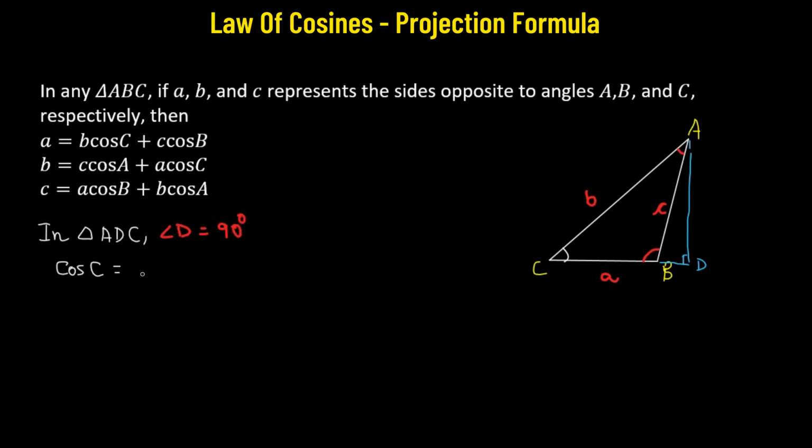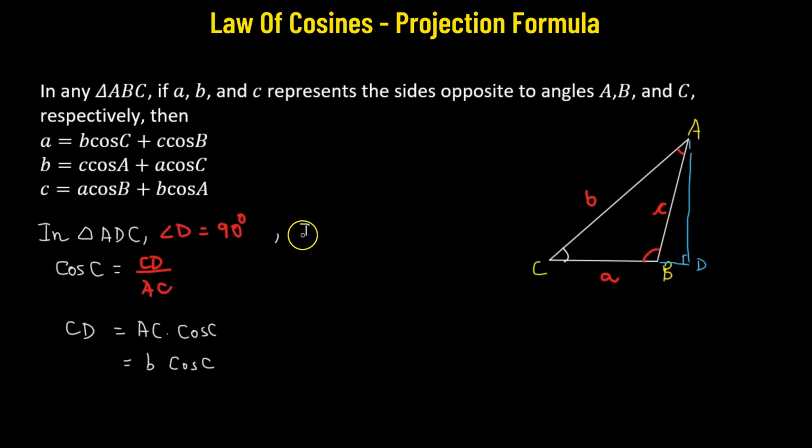So our base is CD. We have CD over the hypotenuse, which is AC. So let's plug in the value. So we have CD equals AC times cosine C. So what's our CD? Well, we'll come back to that in a moment. So the value of AC, that's b. So we have b times cosine of C. Fine.